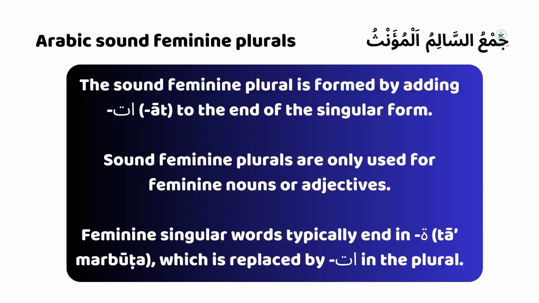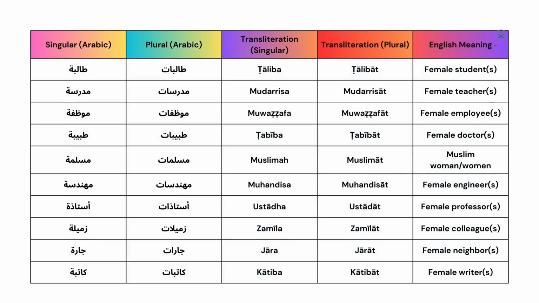In case of Arabic, sound feminine plurals are jama salim muannas. The sound feminine plural is formed by adding atu to the end of the singular form. Sound feminine plurals are only used for feminine nouns or adjectives. Feminine singular words typically end in ta marbuta, which is replaced by atu in the plural. Here are some examples of sound feminine plurals, jama salim muannas.